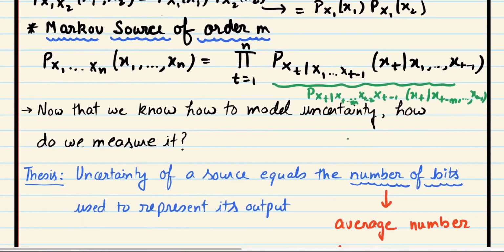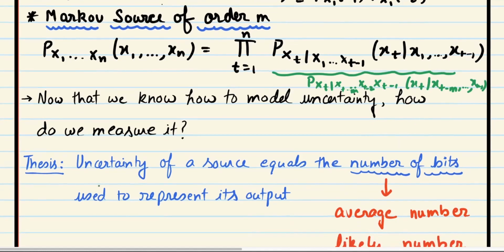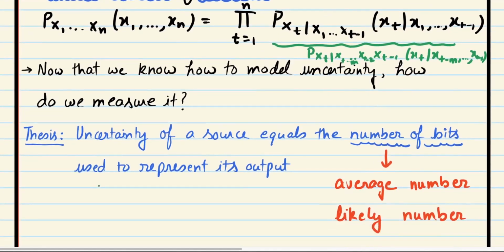Okay, so we know how to model uncertainty, but we still don't know how to measure uncertainty by a single number. If I ask you to measure volume, you will give a single number as the answer. You want a similar answer as a measure of uncertainty. So here is a thesis from information theory. It says, let's say here is a reasonable way of measuring uncertainty. It says that the uncertainty of a source is equal to the number of bits used to represent its output. So this is a very data-centric and computer-centric view of measuring uncertainty.